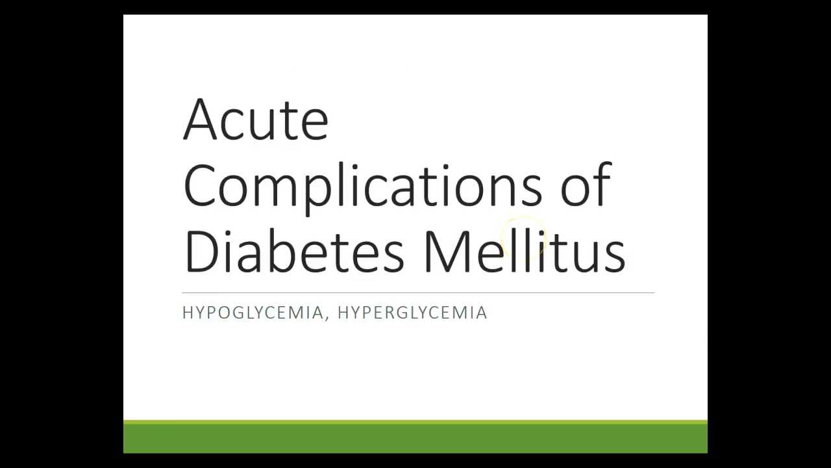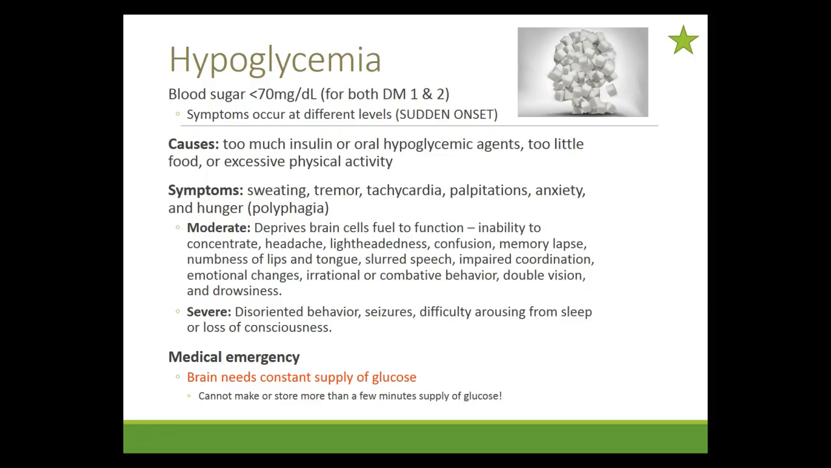Acute complications, so acute means quick onset. Hypoglycemia and hyperglycemia is what we're going to review. We're about 20 minutes in, so if you need a quick little break, go ahead and give this a pause. Okay, if not, and if you did, great. Welcome back. So acute complications.